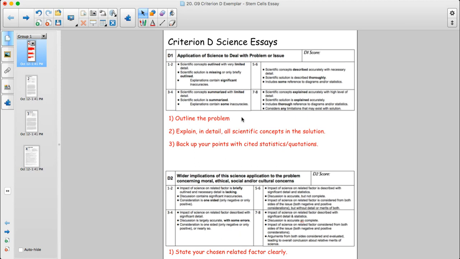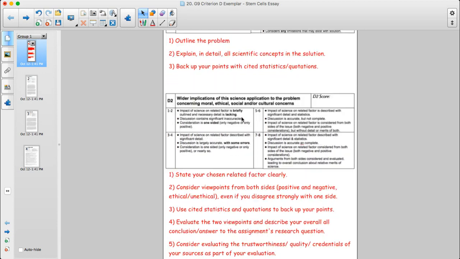And then back up your points with cited statistics and quotations, rather than just rambling on with your own writing, which we do want you to use your own words, but we also need you to show that you found this information with reputable sources, and you're not just making things up.